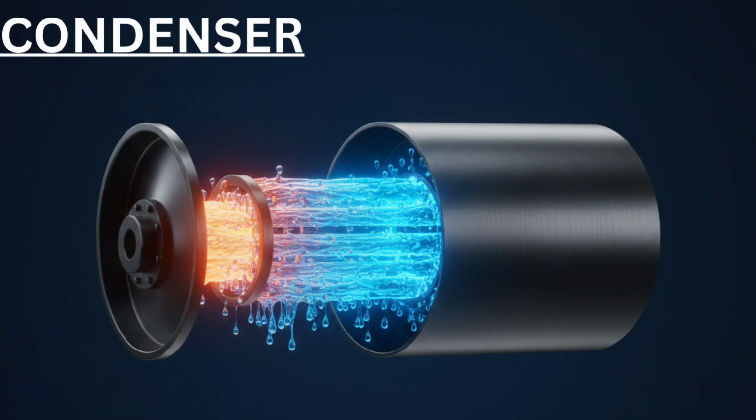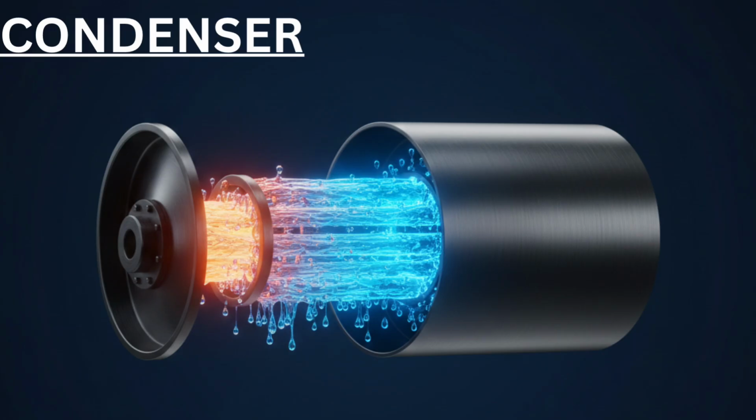Condenser. On this slide, we see a shell and tube condenser. The hot vapor enters from the compressor. Cooling water flows through tubes, shown in blue. As heat transfers from refrigerant to cooling water, the vapor gradually changes into liquid. This process is called condensation. In industries, cooling towers are often used. On ships, seawater is commonly used for condenser cooling. The condenser performs heat rejection. Without removing heat in the condenser, the system cannot continue working.